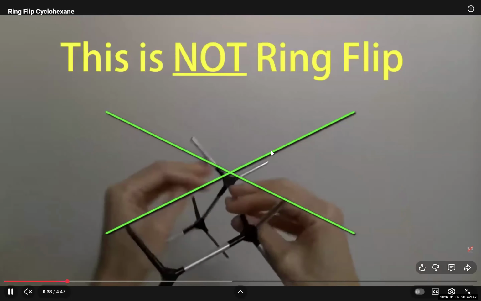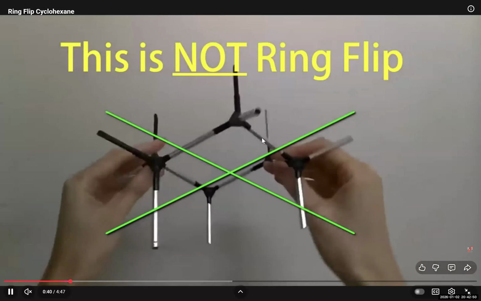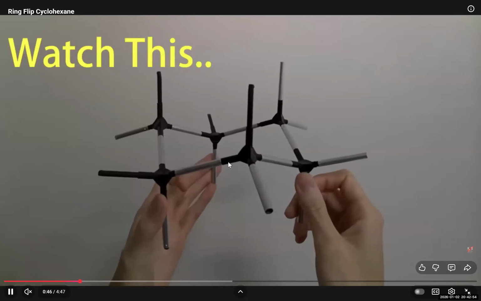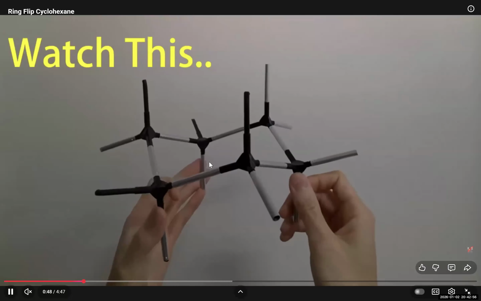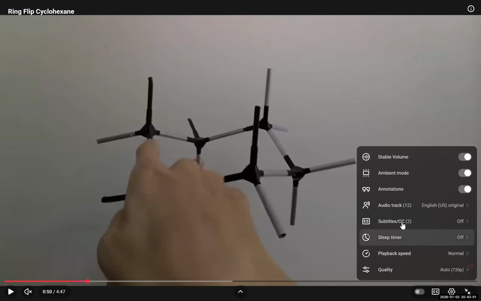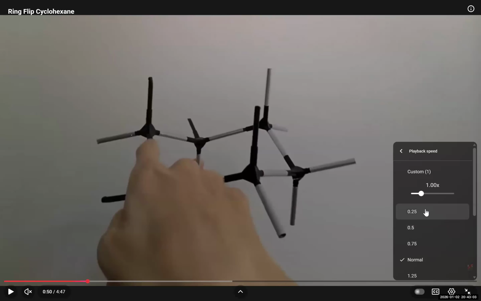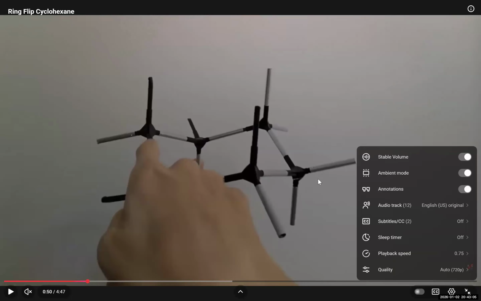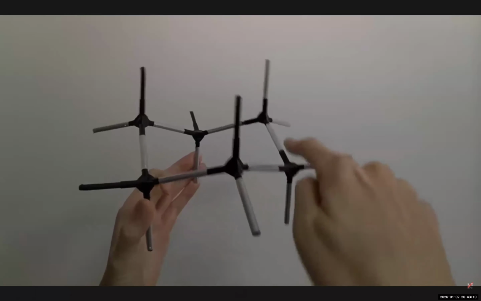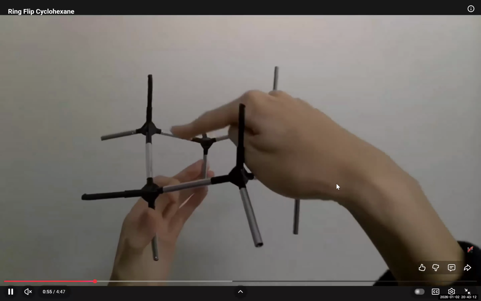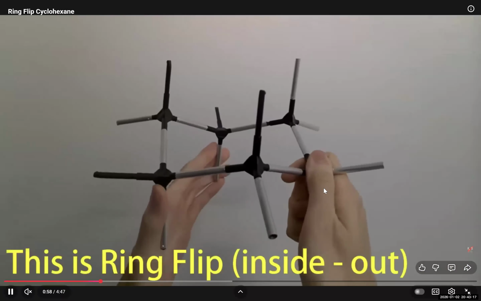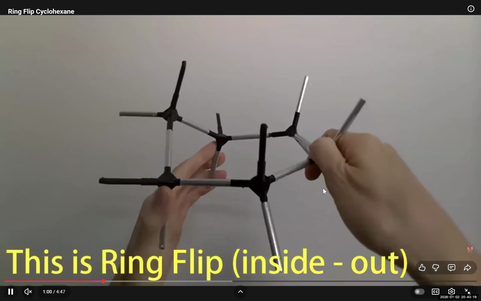Now, there is no ring flipping happening right now, but it is being done. How? Watch this carefully. If possible, I'll make it a little slower so that you can watch it better. Check it out how it goes on this cyclohexane ring. If you notice, now he's trying to flip this ring up.